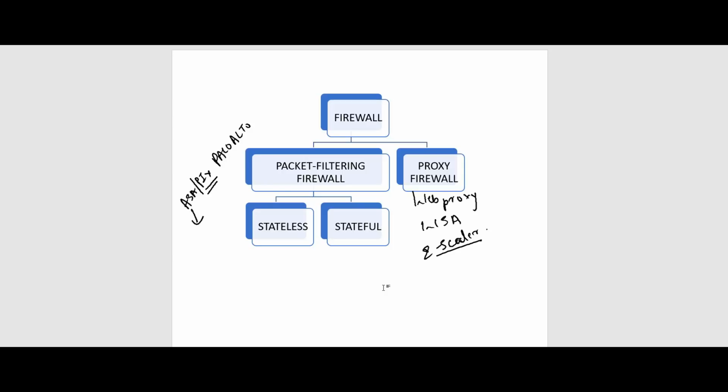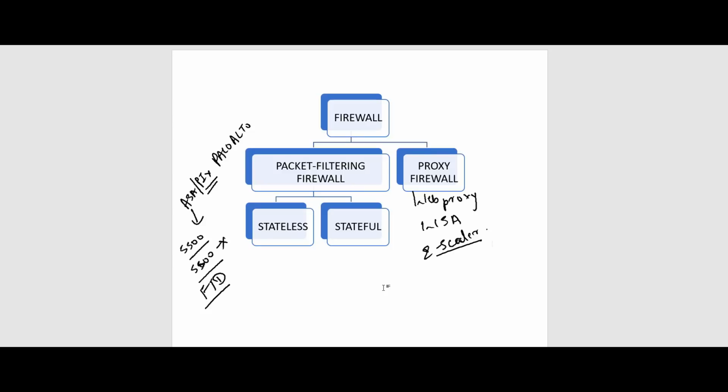In ASA, we have multiple versions and models. There used to be basic ASA models which were 5500 series, and now we have 5500 X series, or the next generation firewalls. We have FTD. So these are certain products that we have from Cisco in terms of firewalls.